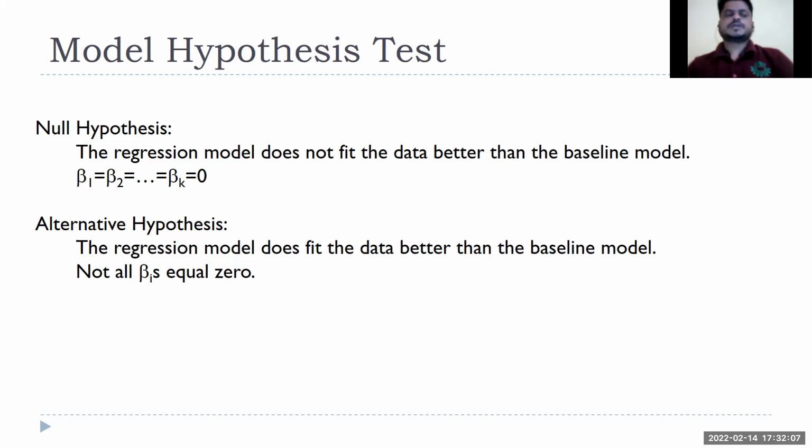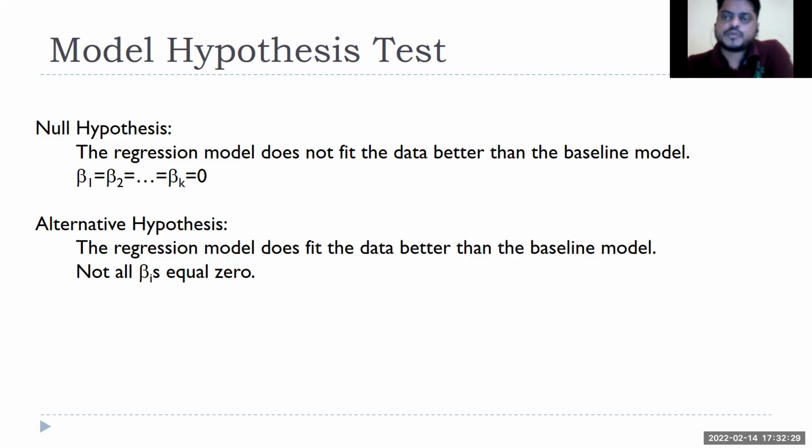There is no change. My alternate hypothesis will be that the regression model does fit the data better than the baseline model. That is the mean value. Not all the betas are 0, right? Remember that. Even if I am able to create a model out of 10 independent variables, let's say 4 or 6 or 8 independent variables did not work. They are not able to predict.